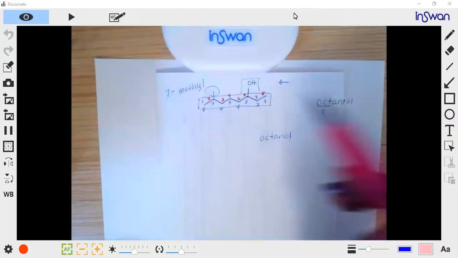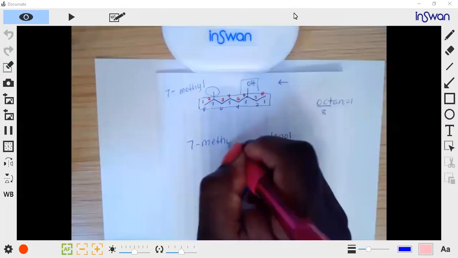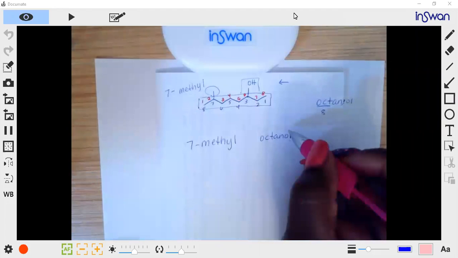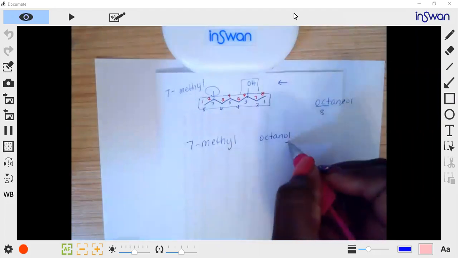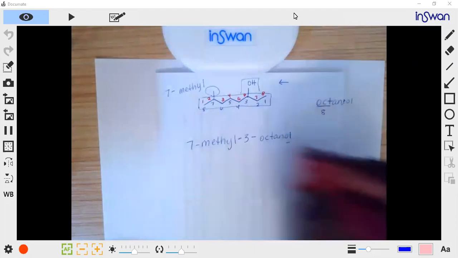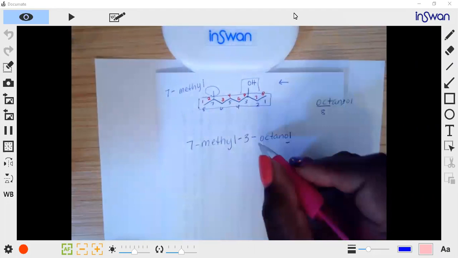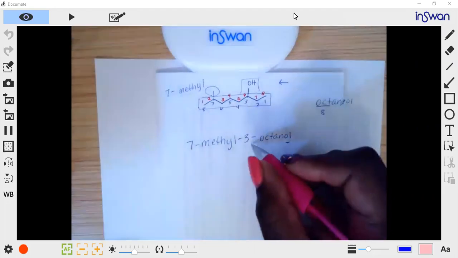From there, put everything together. Your substituents followed by your parent chain. I only have that one substituent, which is the methyl. But I can't just say 7-methyl octanol. I have to indicate where the alcohol functional group is located on the parent chain. And so I will indicate that just as I would a substituent by saying which carbon number the alcohol functional group is located on.